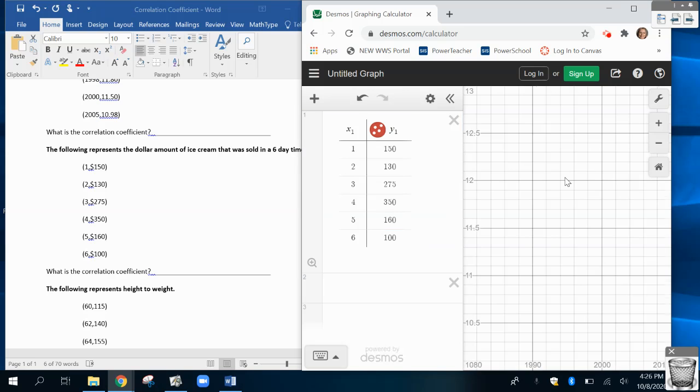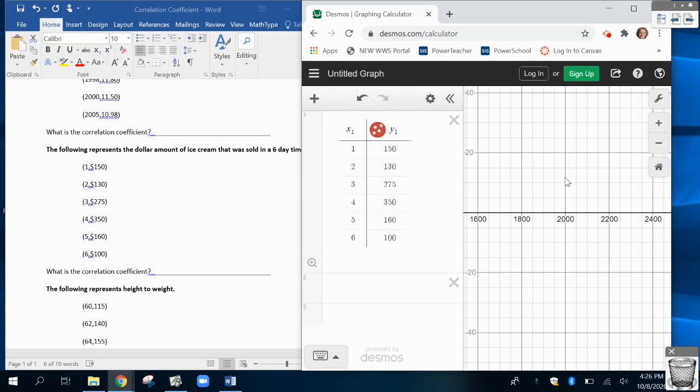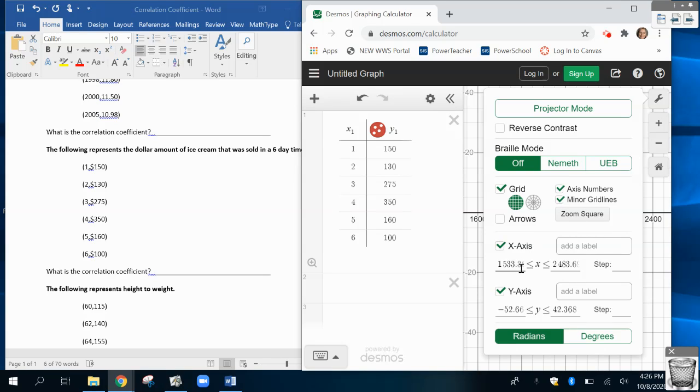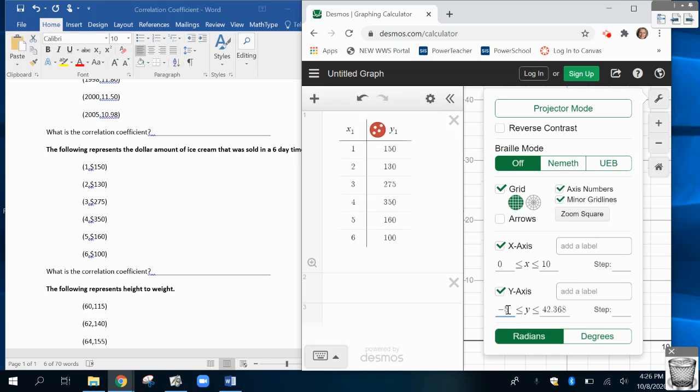Okay. Now I'm going to find my data points on here, either again by zooming around or just changing my window. So I need my X value to be between 0 and 10. And I need my Y value to be between what? About, what do we got? 100. So maybe I'll go a little bit lower than that. What's my highest number? 350. So maybe I'll do 375. I'm just kind of giving myself a window there.